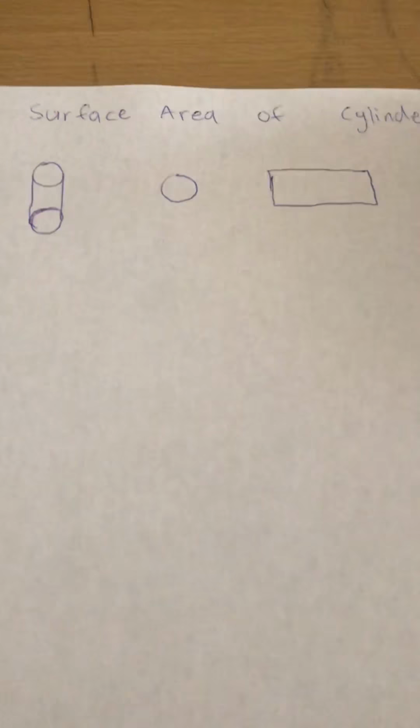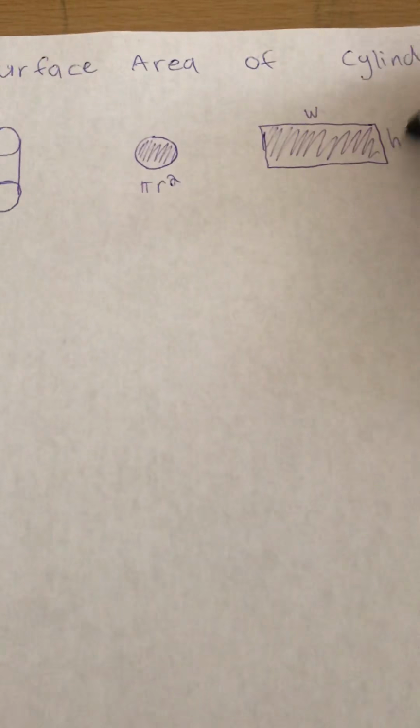And a cylinder is actually made out of two other shapes. You have a circle and you have a rectangle. We know that the area for a circle is pi r squared. And we know the area of a rectangle is width times height.